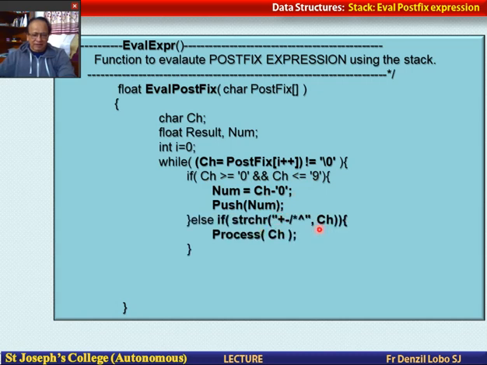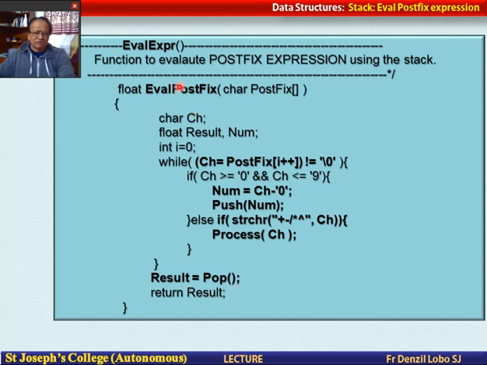And in case ch is one of these operators, I am using this function strchr, which is declared in string.h, and if it is one of these, then immediately I call this function process. What it does, as we have seen already, is pop two numbers from the stack, do the operation, and push the result back onto the stack. And if we have come to the end of the postfix expression, you pop the ultimate result value from the stack, assign it to result, and return that value.